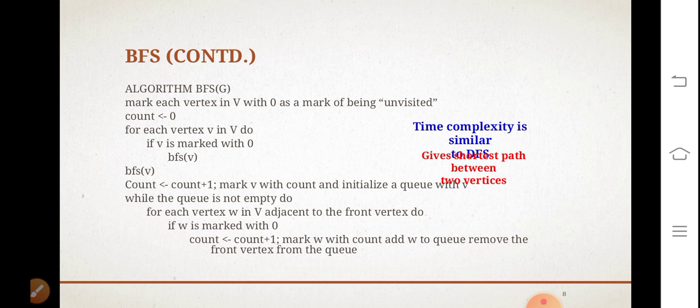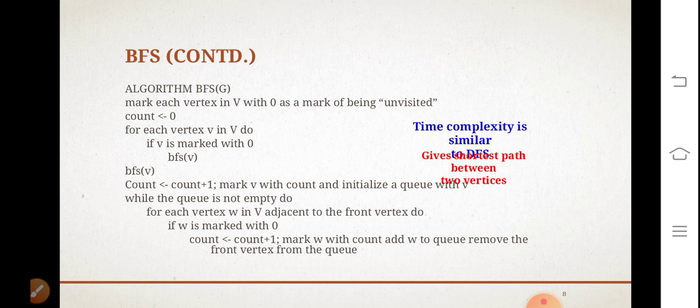Here the pseudocode of this algorithm takes the method name BFS, and it takes G, that is the graph, as an input. Here we mark each vertex in V with 0 as a mark of being unvisited, then initially count equals 0, then for each vertex v in V, what we have to do? If v is marked with 0, then we are going to call the BFS function. Again the BFS function itself is called again and again.